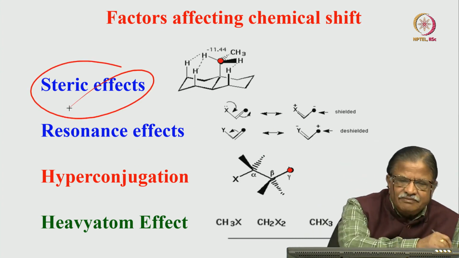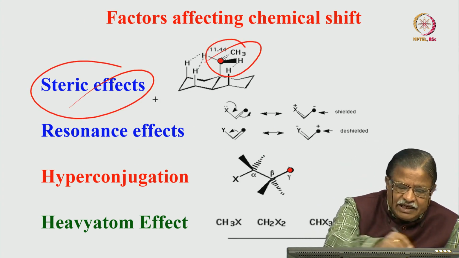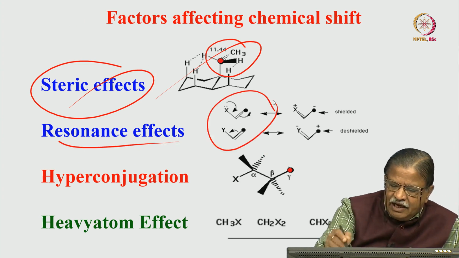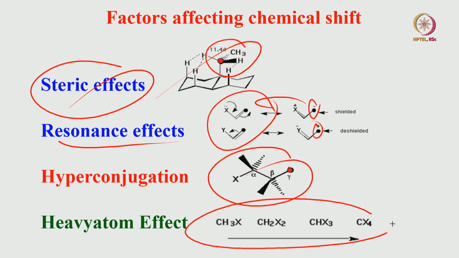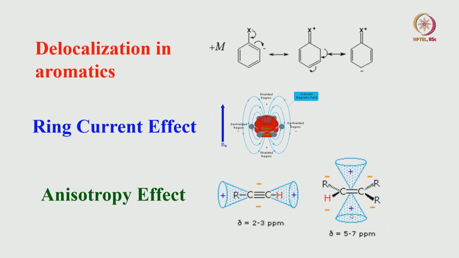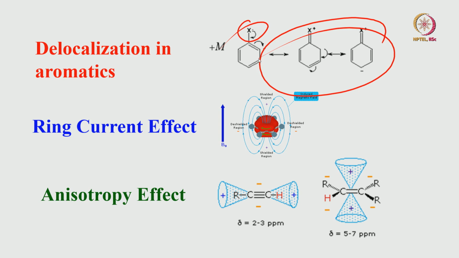One is the steric factor, which we all know, the steric effect, and the resonance effect, which is there when resonance is going on, depending on where you are sitting, here or here. Based on that, you know whether it is shielded or de-shielded. Conjugation is there, hyperconjugation. The heavy atom effect can also give rise to shielding or shifting of the peak either to high field or low field. If there is delocalization in the aromatic, if there is a substitution here, whether it is an electron donating group or electron withdrawing group, based on that we can also arrive at chemical shifts.